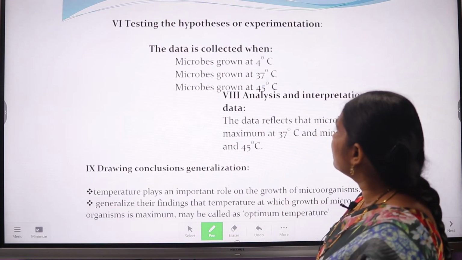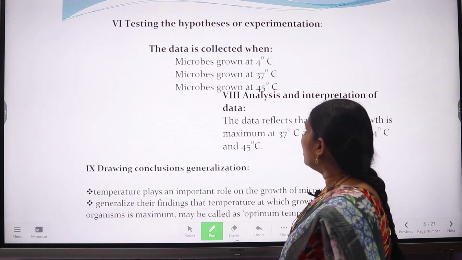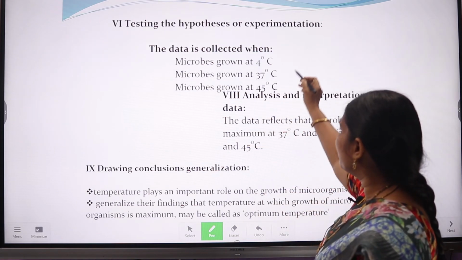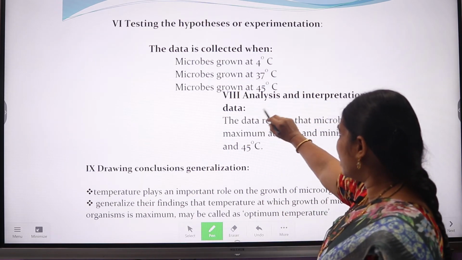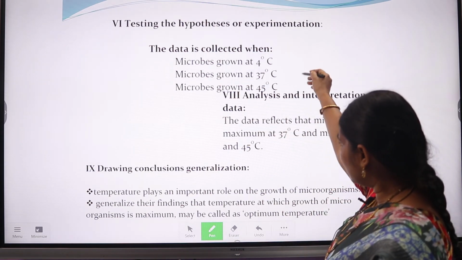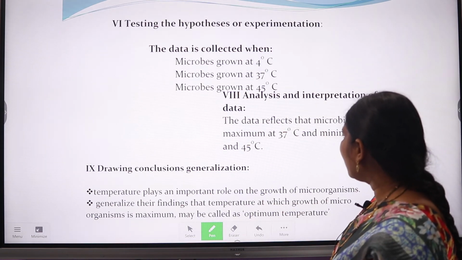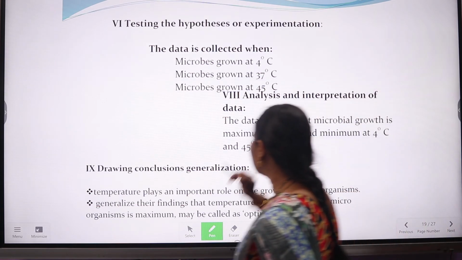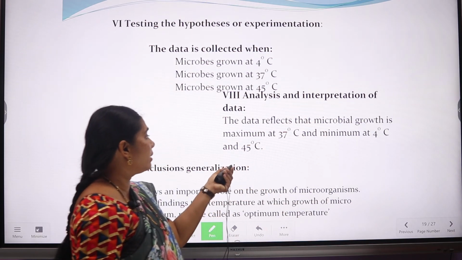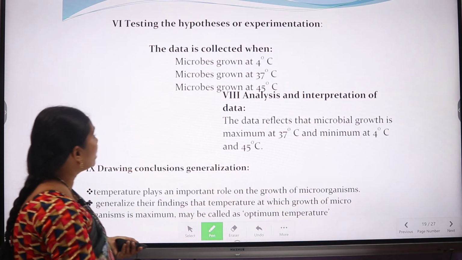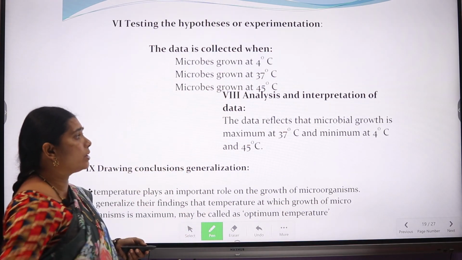Then after formulation, comes testing of the hypothesis. The data collected is tested: microbial growth at 4 degrees, microbial growth at 37 degrees, and microbes grown at 45 degrees. So at these 3 temperatures the microbes are grown. The data reflects that the microbial growth is maximum at 37 degrees and minimum at 4 degrees centigrade and 45 degrees centigrade.